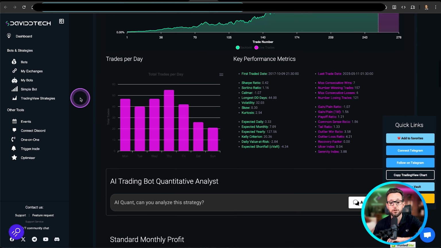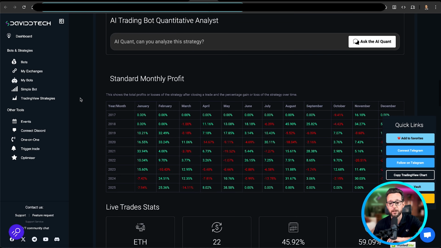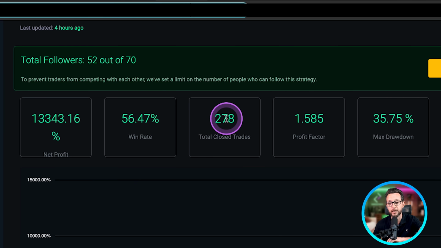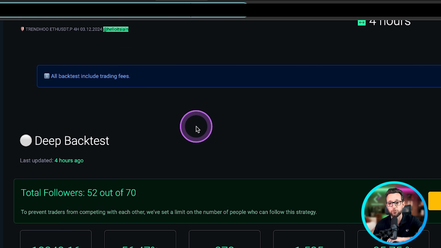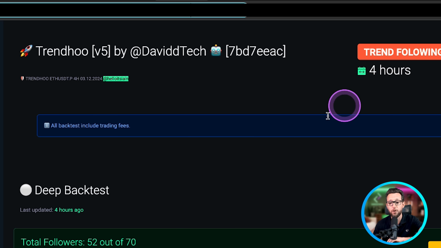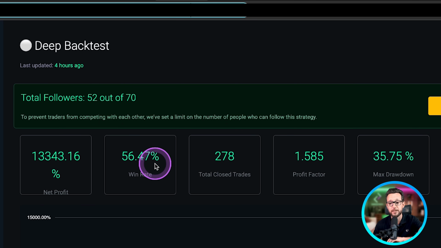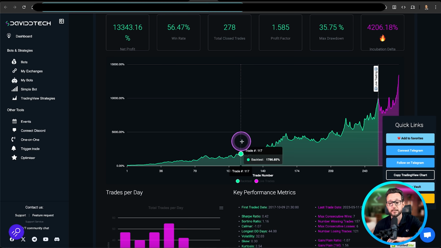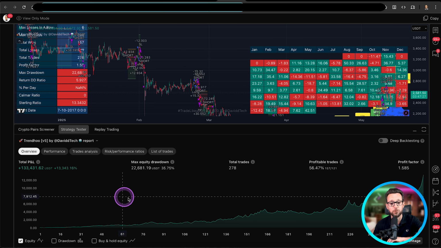This strategy also works extremely well on Ethereum, where we've taken 227 closed trades. This one's on the 4-hour time frame and we have a 56% win rate. The backtesting results are in green, forward testing in pink, and I can also quantify that on TradingView as well. I'm going to continue going through these very quickly, guys.